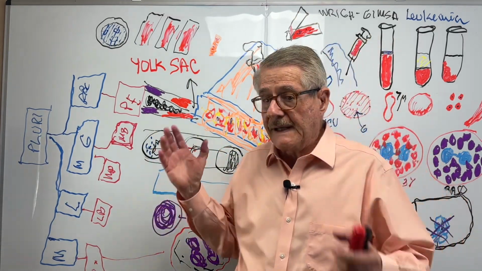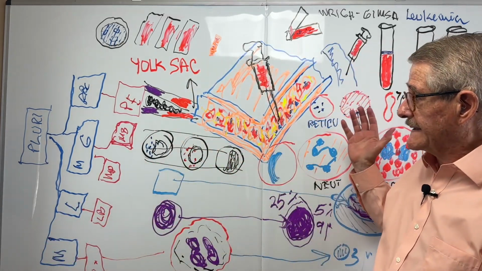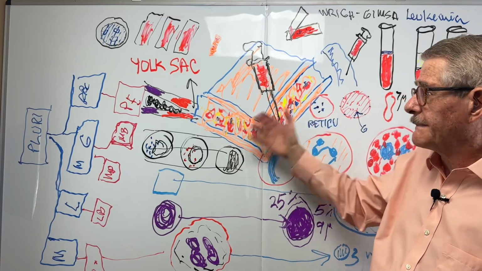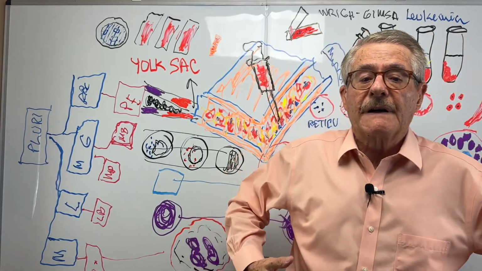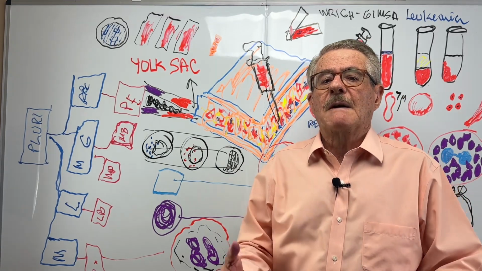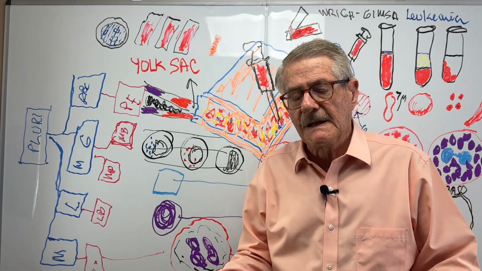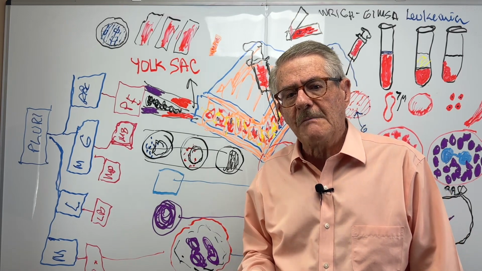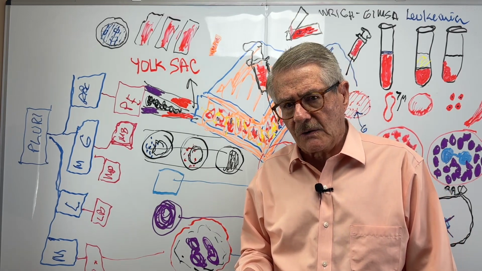For example, if in an adult patient the bone marrow cannot produce any blood, the liver may produce, or the spleen may start to produce blood. It will be extramedullary hematopoiesis. That's what it's called.